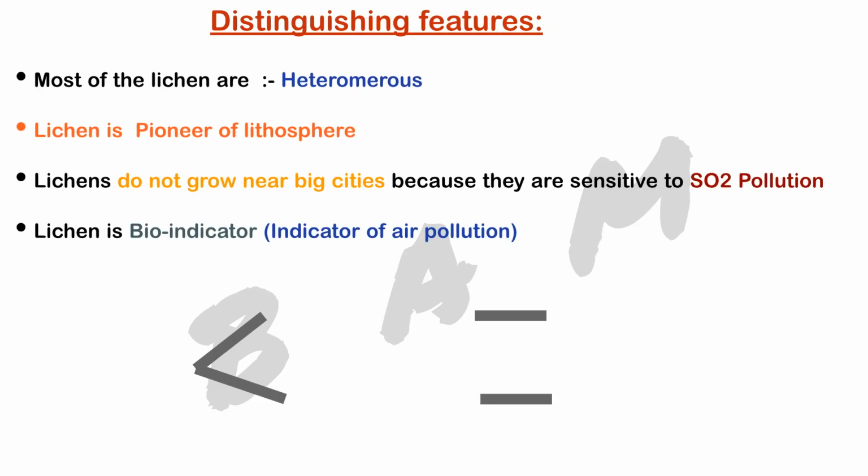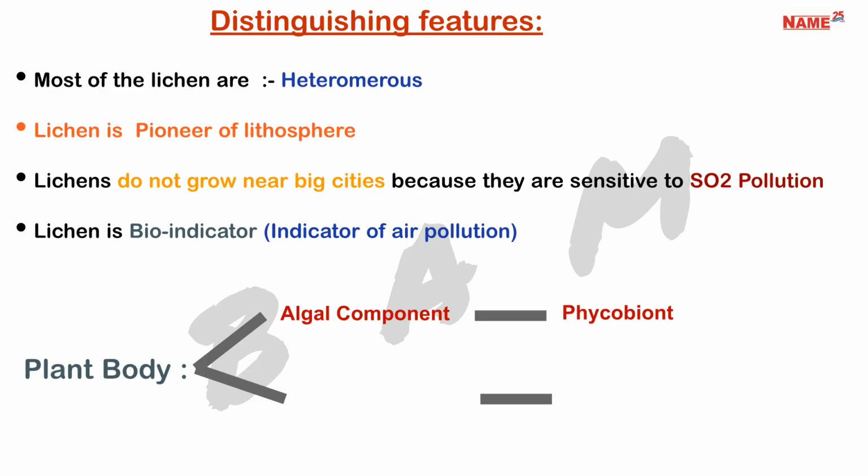Lichen is typically heteromerous and a pioneer of the lithosphere. They are sensitive to SO2 pollution, making them excellent bioindicators of air quality. The plant body has two main components, the algal component, or phycobiont, and the fungal component, or mycobiont.